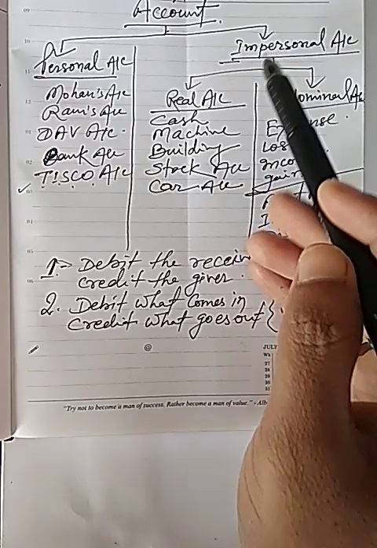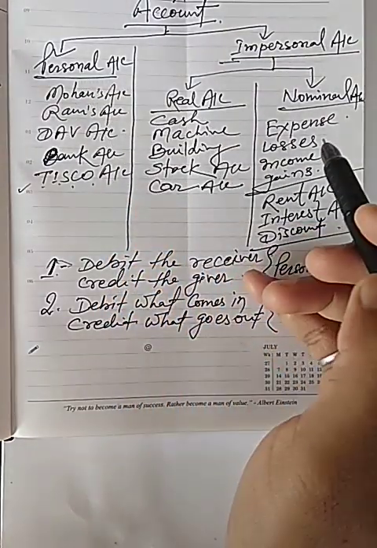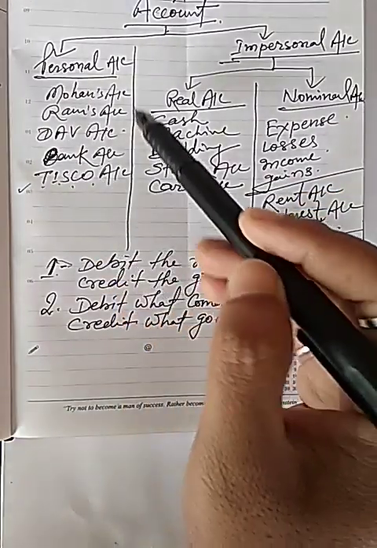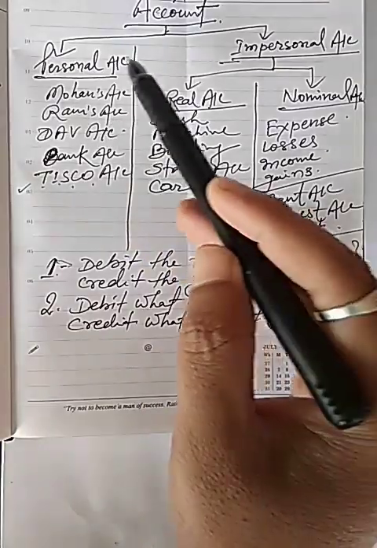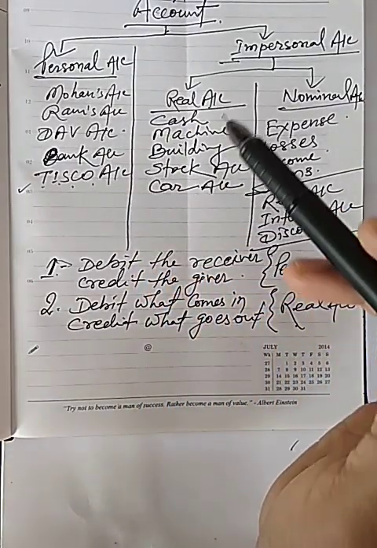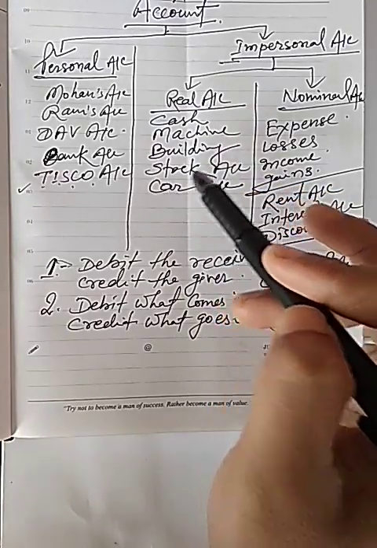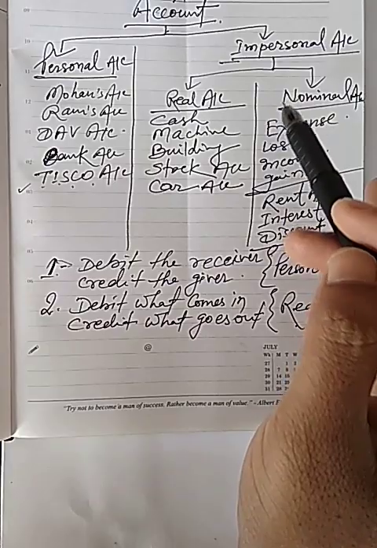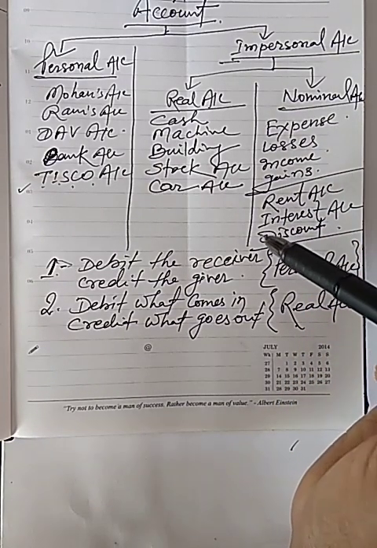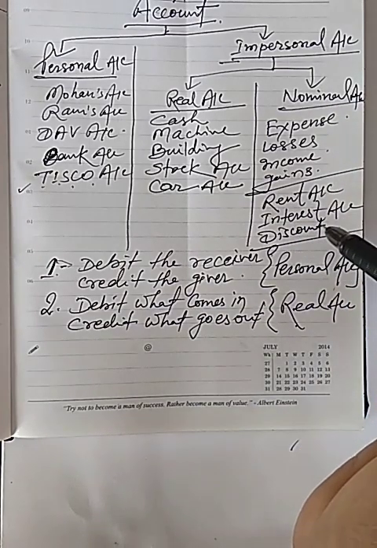Impersonal accounts are divided into two parts. So the main three accounts are personal, real and nominal. Personal account is related to the name of the firm, the name of the business. Real account is related to all the assets of the business, and nominal account is related to all the expenses and losses, income and gains of the business.